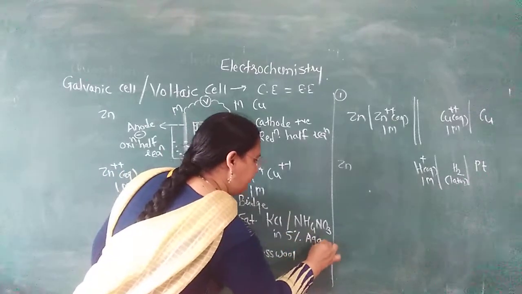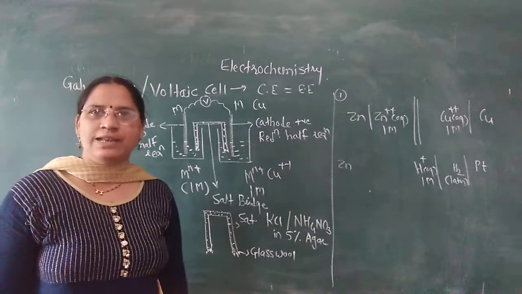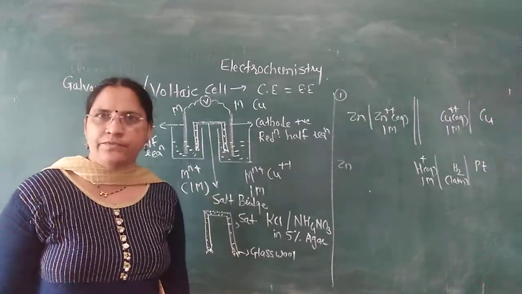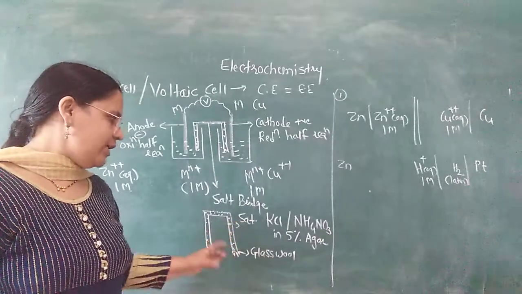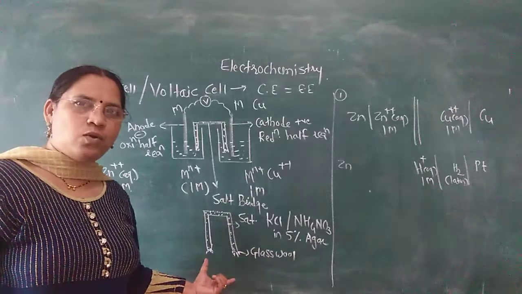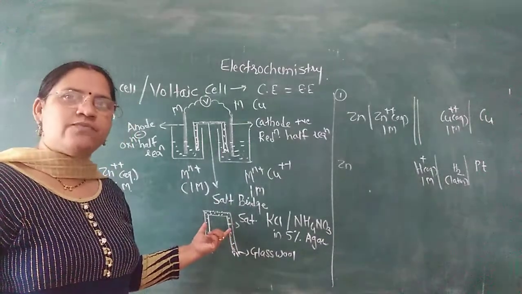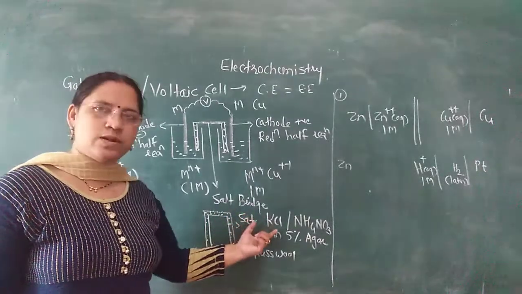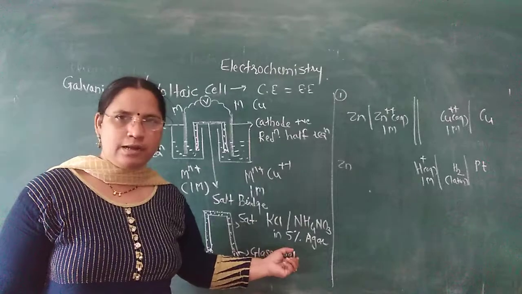5% agar solution. What is agar solution? It is a gel-like solution. It is obtained from seaweeds or red algae. So, what is the salt bridge? Inverted U-shaped glass tube whose ends are closed with glass wool. This salt bridge is filled with the saturated solution of salts like KCl or ammonium nitrate in 5% agar solution.